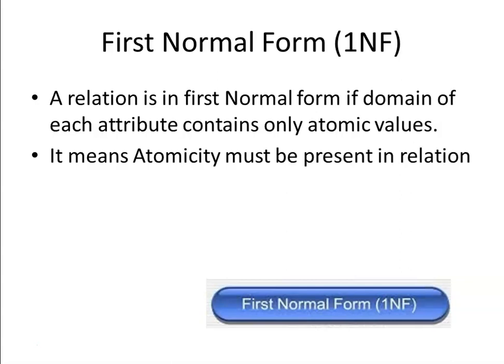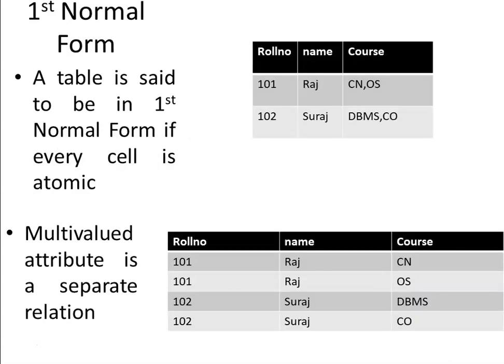We'll see some examples of first normal form. Now over here we have a table which stores information about the student and the course they have opted for. So we have the roll number of the student, the name of the student, and the course name the student has opted for. In this case, the student has opted for computer networks and operating system. In this case, Suraj has opted for DBMS and computer organization. Now over here the value is not atomic, neither here is the value atomic. So what we do is we try to have an atomic value in each cell.